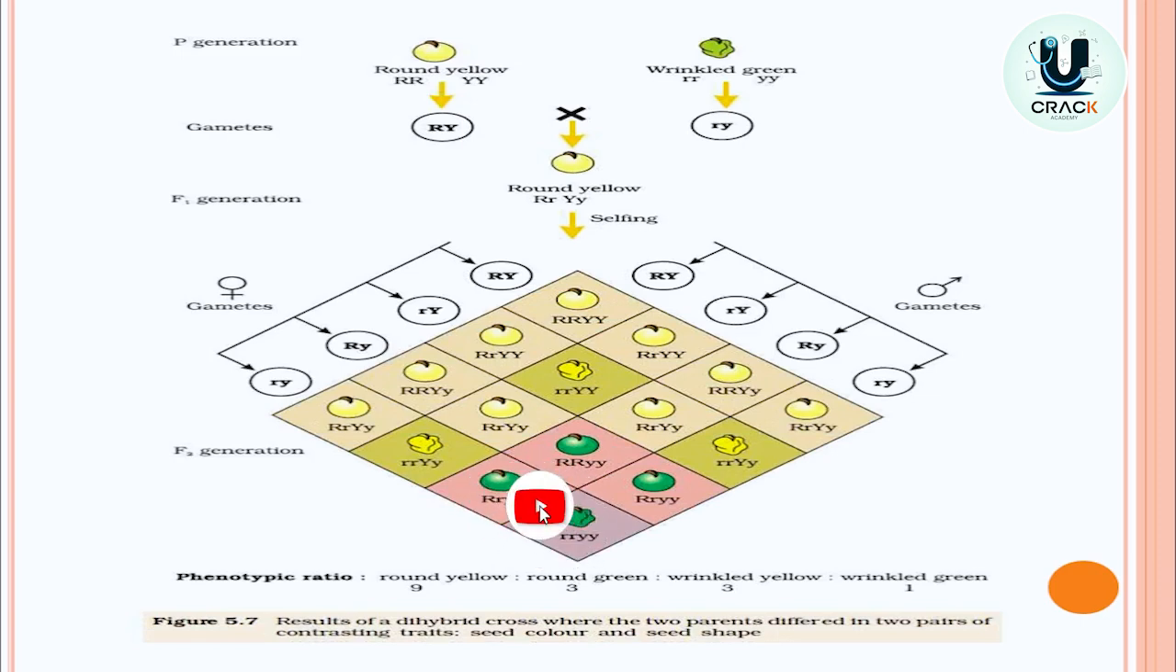This is called the two types. Look at here, two genes. This is the Punnett square, which should be listened to carefully. These are the gametes, male and female gametes, which you're supposed to memorize.